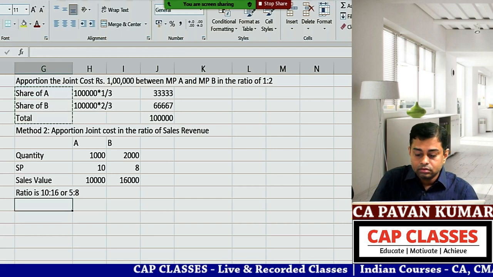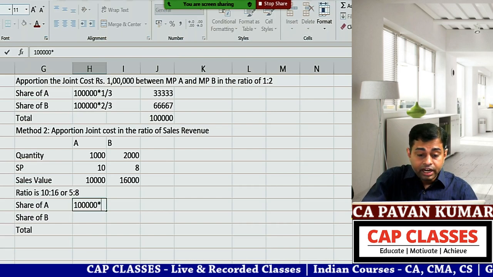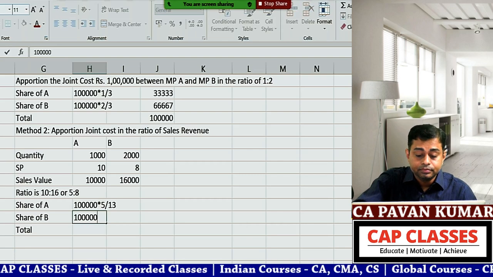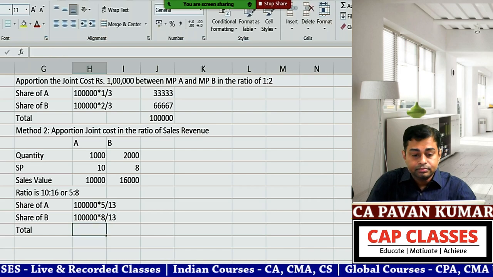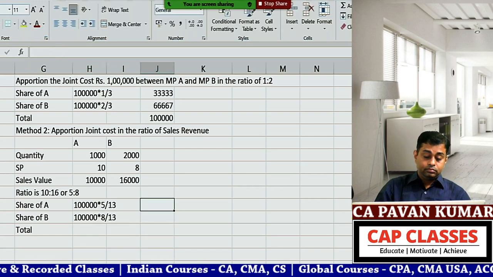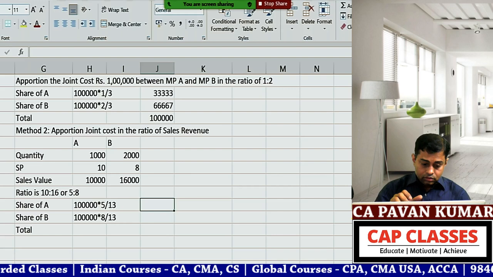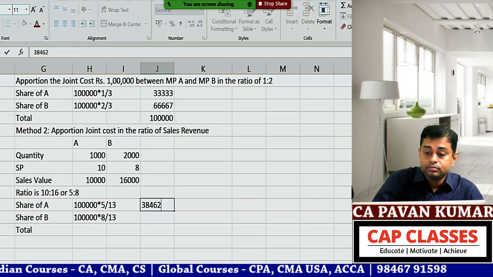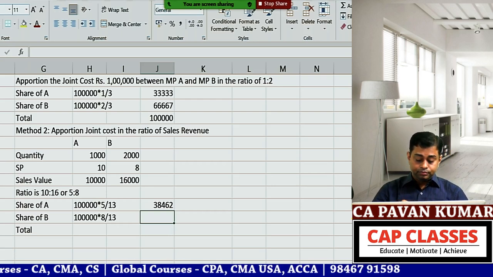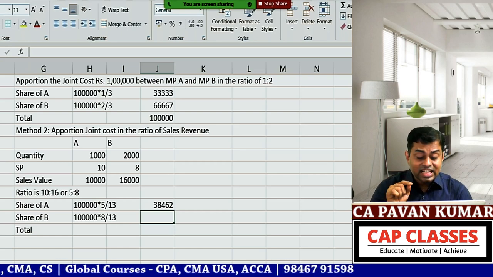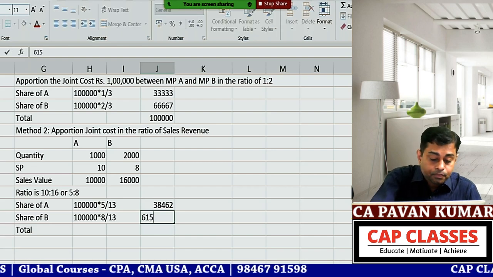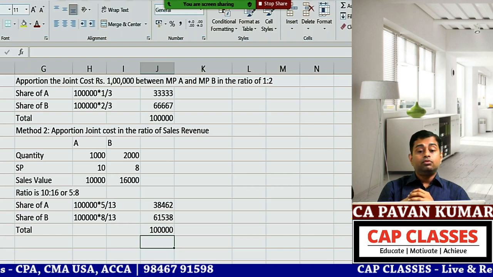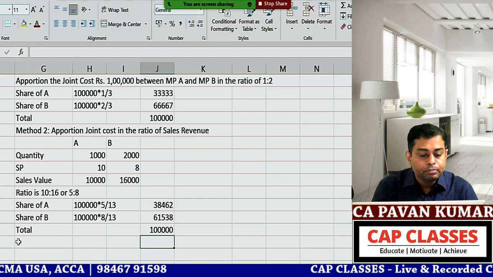So this is 1 lakh into 5 divided by 13, 5 and 8, 13 portions. So 1 lakh into 8 by 13. So calculate, tell me. Is it 38,462? Is it 61,538? Total 1 lakh. This is based on what? Sales revenue. Pavan sir, can there be method 3?